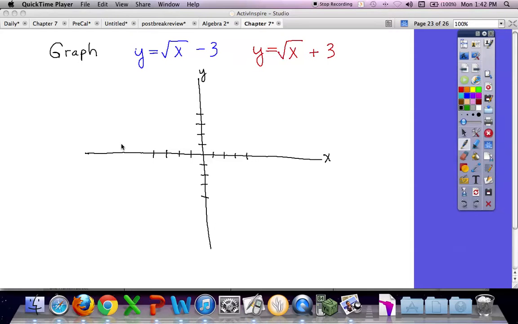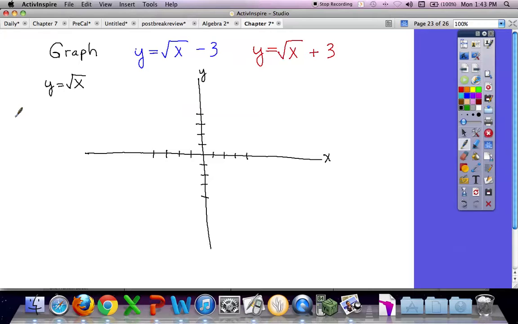This is example 1. Check understanding 1. Page 409. Graphing radical functions. So the parent function of all radical functions is y equals the square root of x. Or I should say that's the parent function for the square root function.